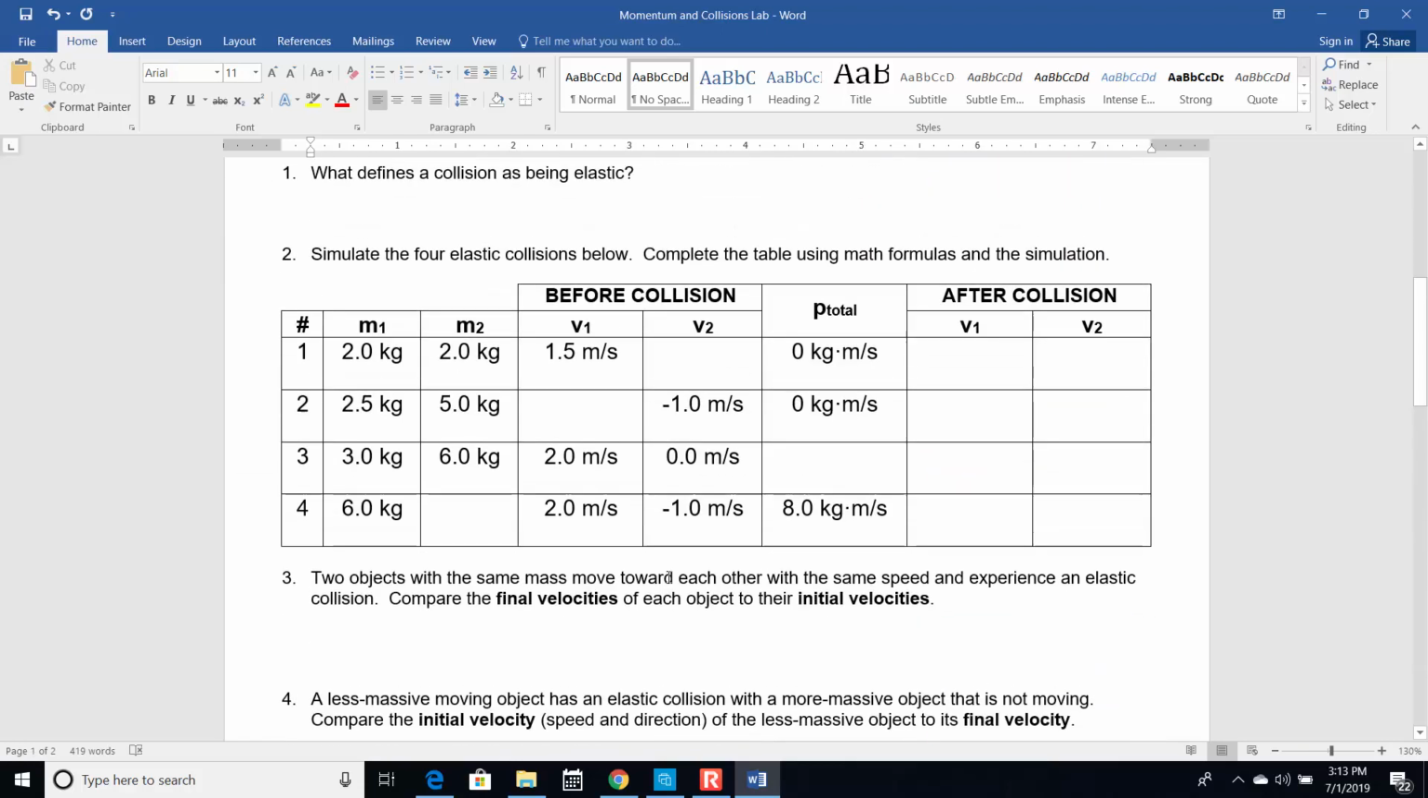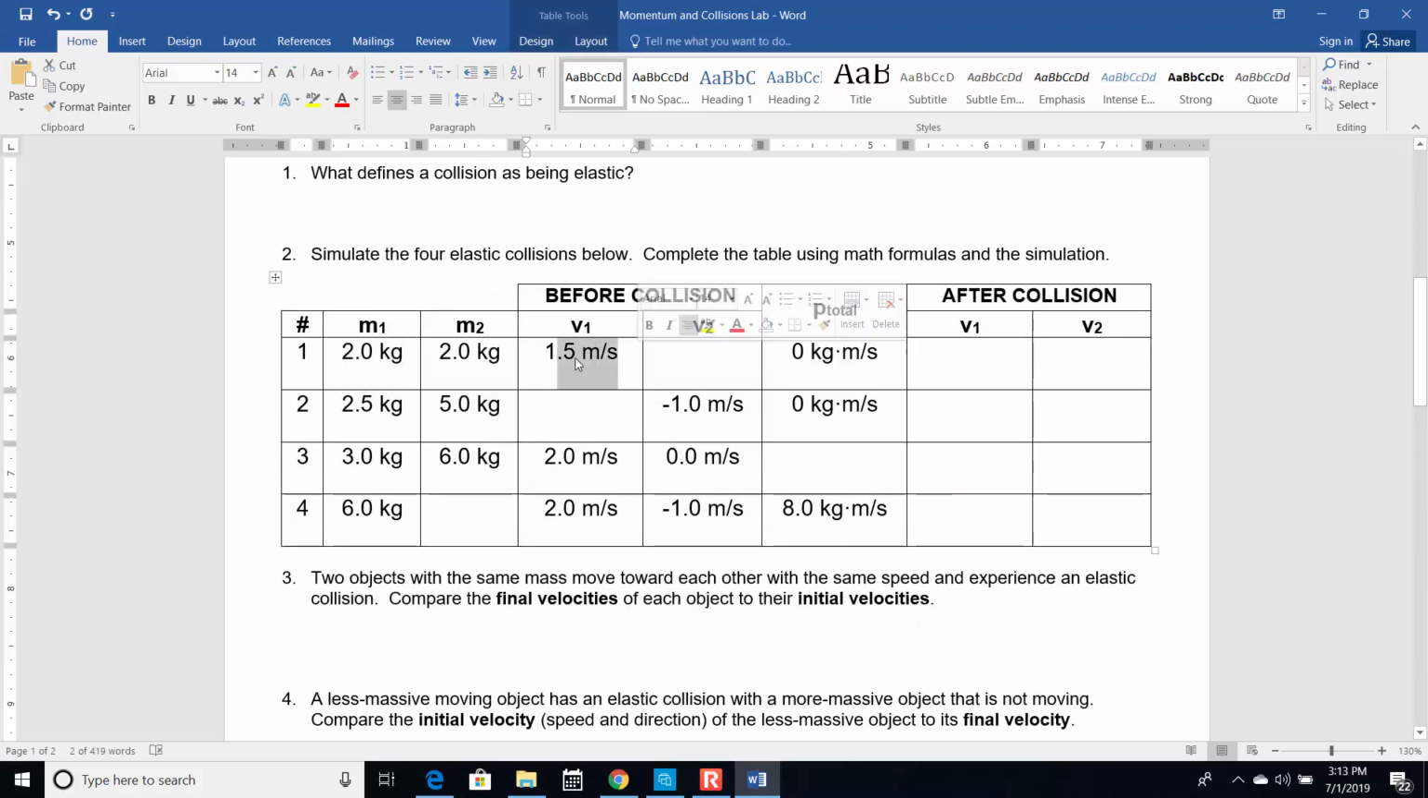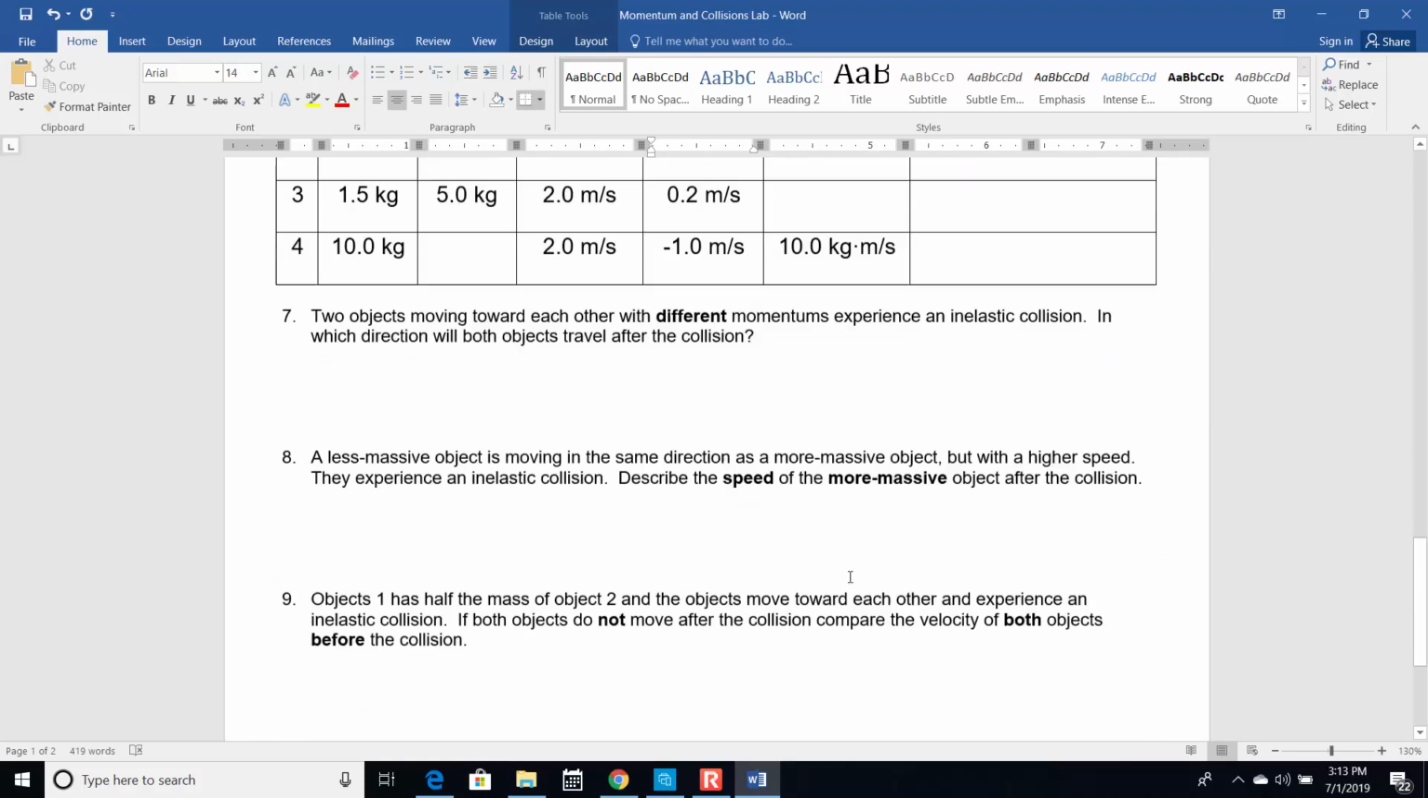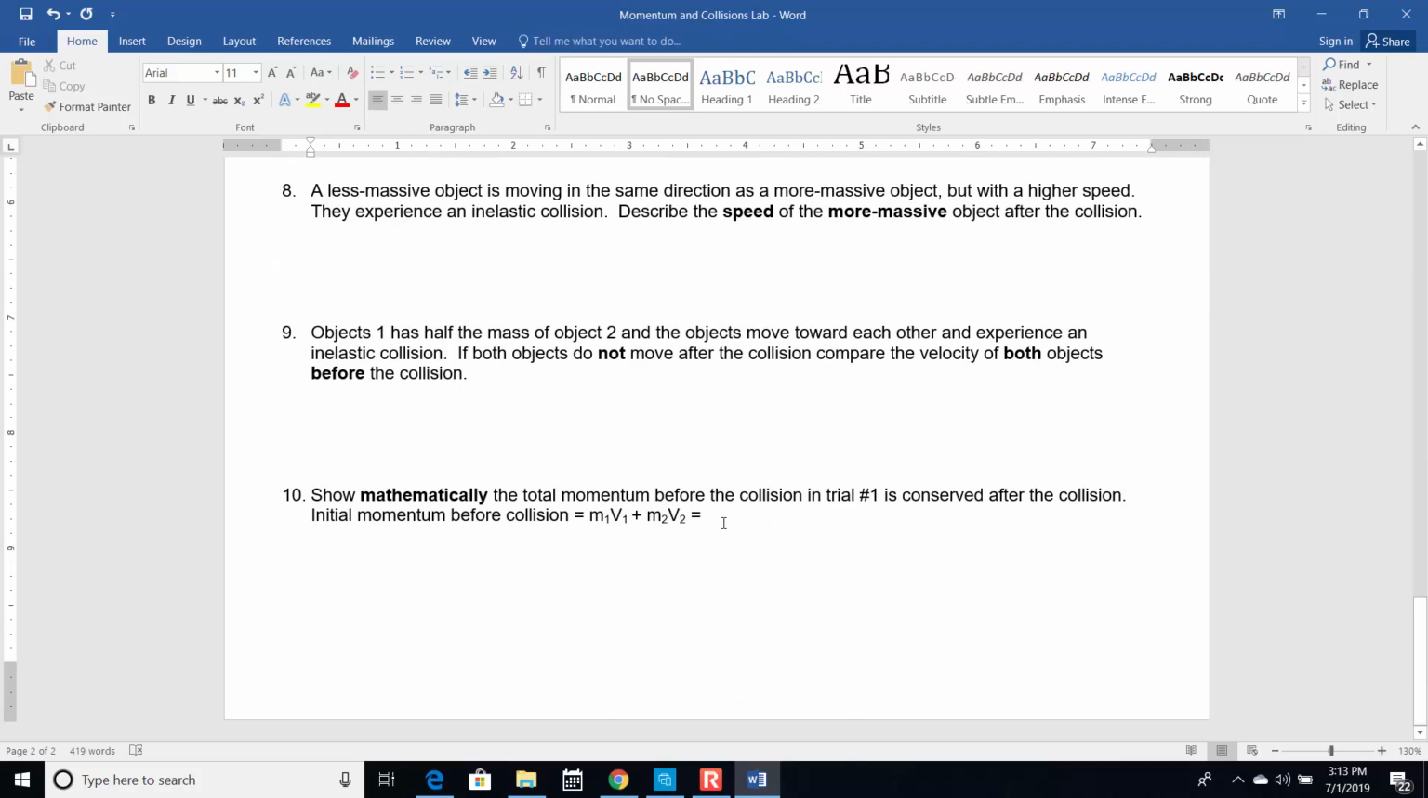You know m1, you know v1, you know m2, you already calculated v2. Just plug in all these values, and calculate the final momentum the same way. Exactly the same thing, Control C and Control V here, and this is the final momentum after collision. Calculate the same thing. These two numbers have to be exactly equal.